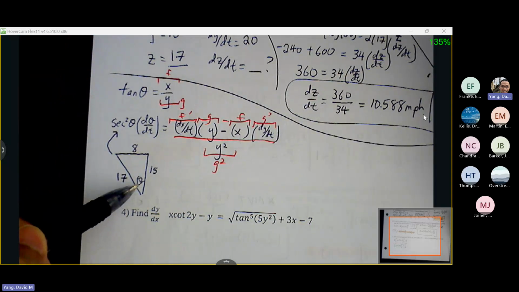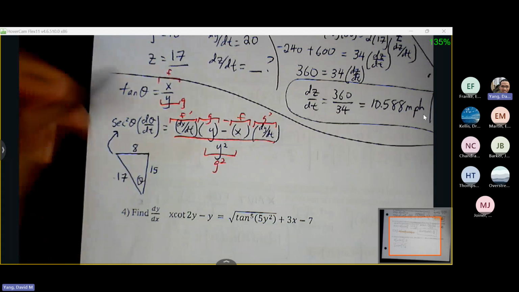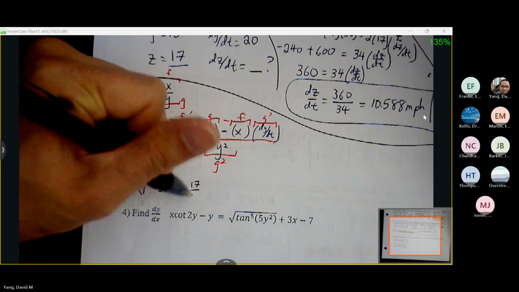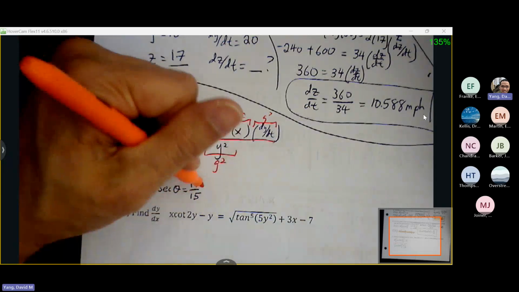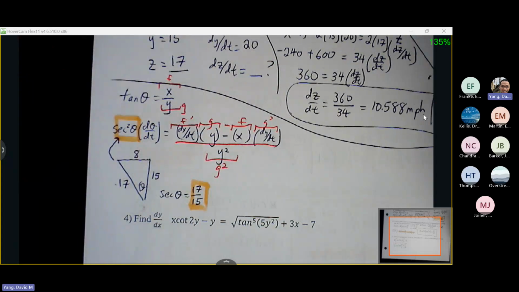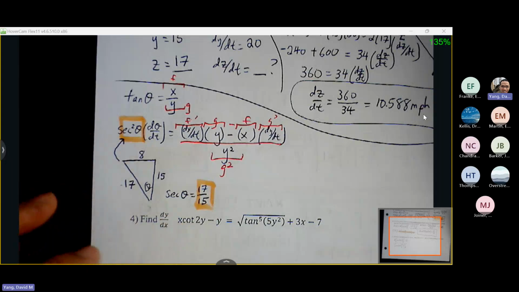Secant is related to cosine. Cosine is adjacent over hypotenuse, right? So therefore, secant will be hypotenuse over adjacent. So 17 over 15 will replace that secant, but we have to square it as well. Does everybody see the path to filling those variables with values?